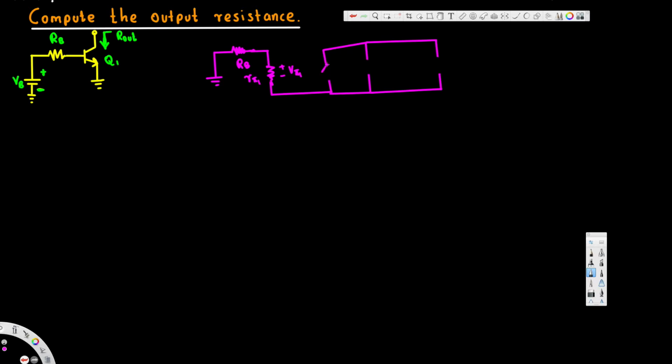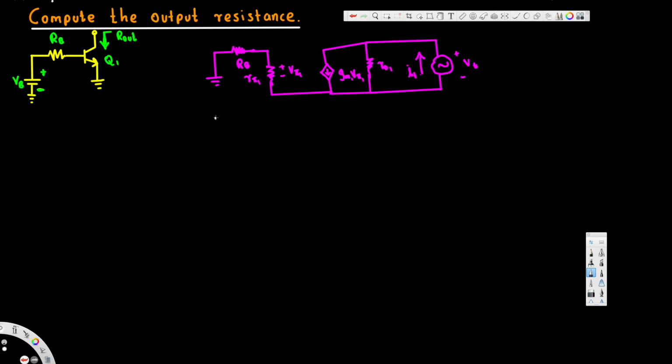The current source is gm1 Vπ1, and then the resistance across here is RO1, and the voltage source here is VT. The current through here is IT. Okay, now let's continue with this.